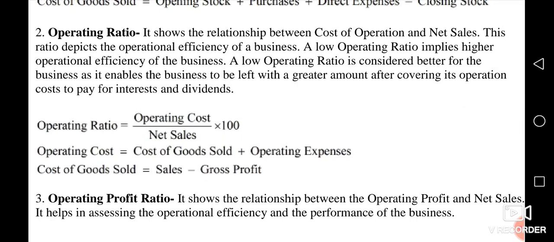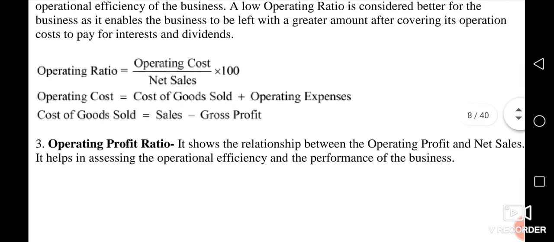It shows the relationship between cost of operations and net sales. This ratio depicts the operational efficiency of a business. A low operating ratio implies higher operational efficiency of the business. A low operating ratio is considered better for the business as it enables the business to be left with a greater amount after covering its operation costs to pay for interests and dividends.